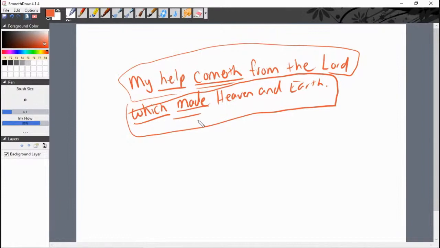The question is, does this stand alone? Which made heaven and earth? If I just said, hey, which made heaven and earth? You would look at me funny. If I said, my help cometh from the Lord. So this is your dependent clause. This is your independent. If you can't say it as a standalone sentence, it doesn't qualify as an independent clause. If the group of words you're looking at doesn't have a subject and a verb, it's a phrase rather than a clause.